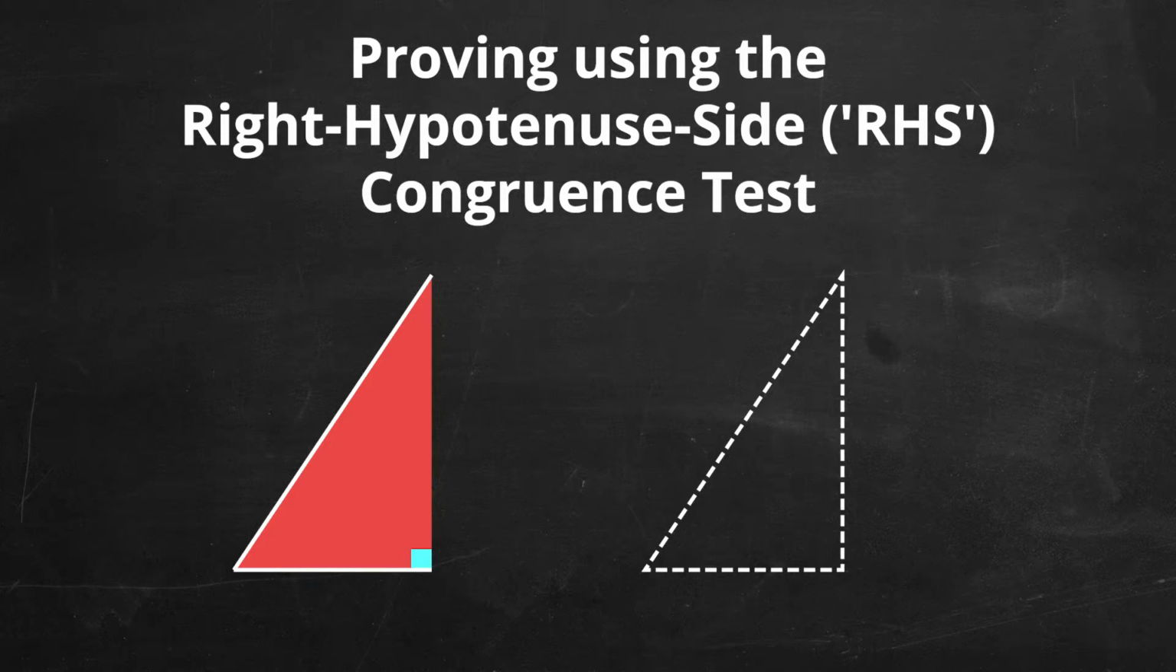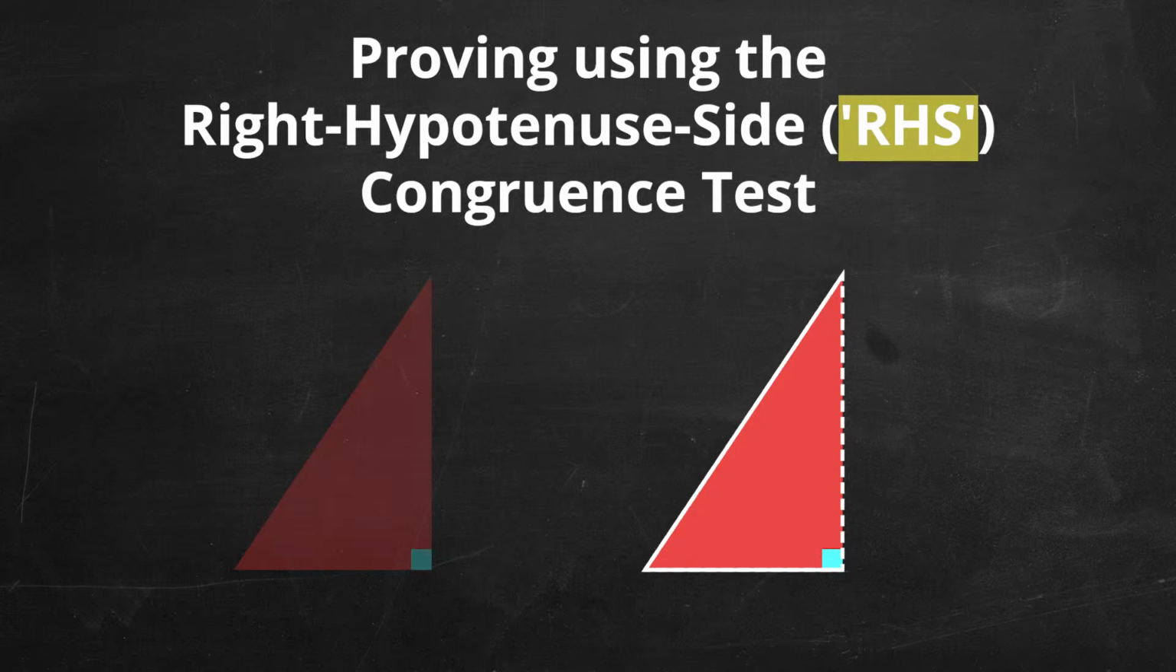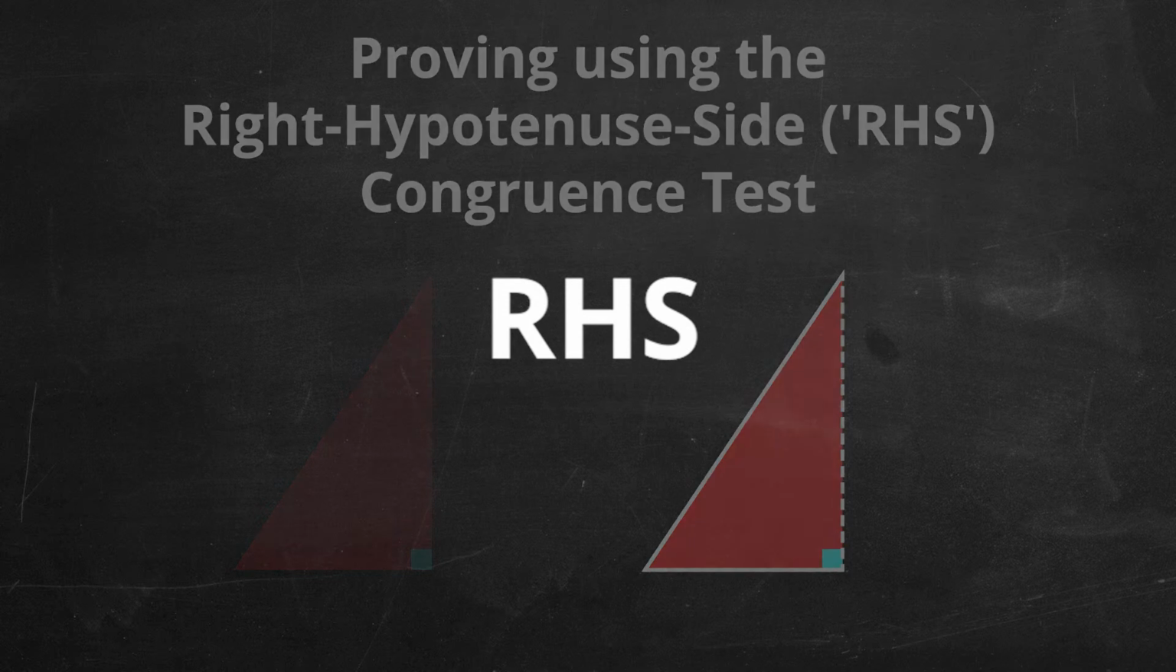In this video, we will learn how to prove two triangles are congruent using the right hypotenuse side congruence test. We say RHS for short. Before that, let's quickly find out what right hypotenuse side means.